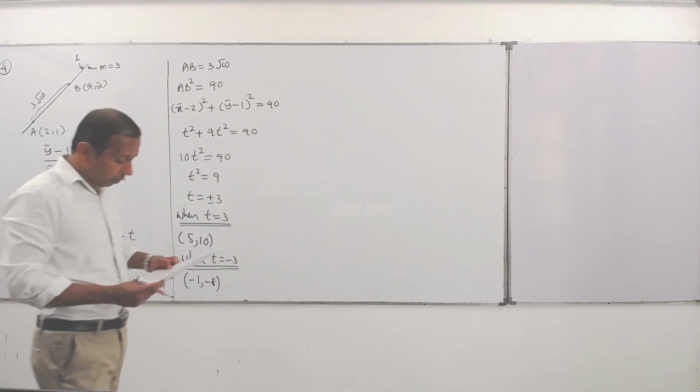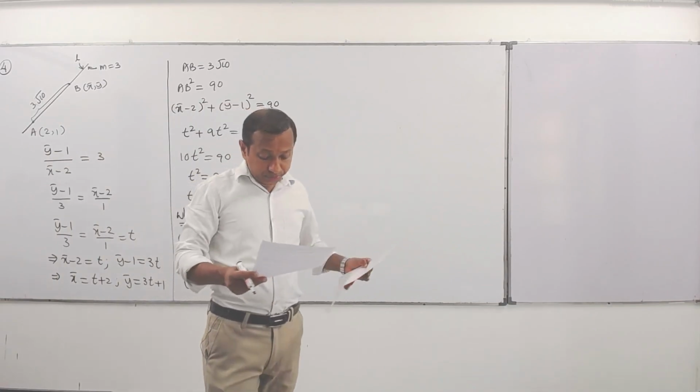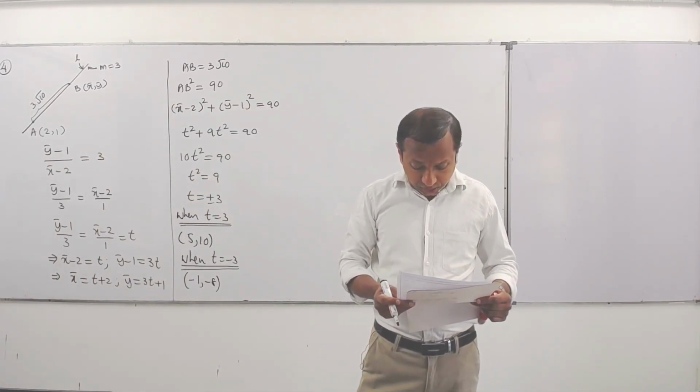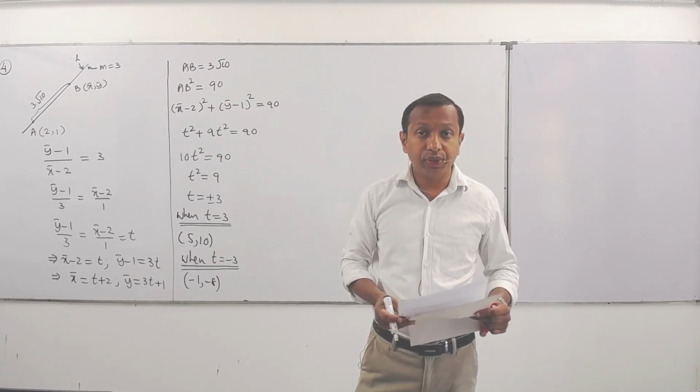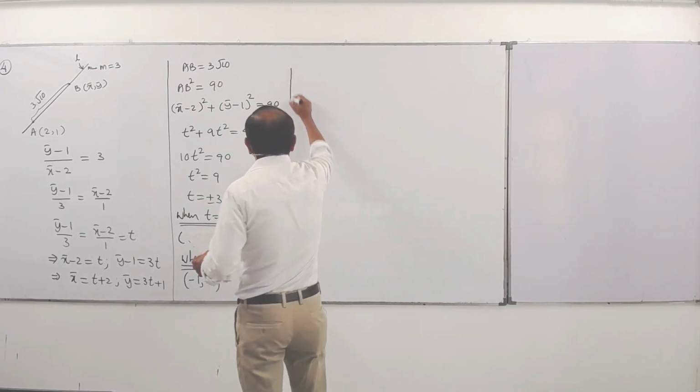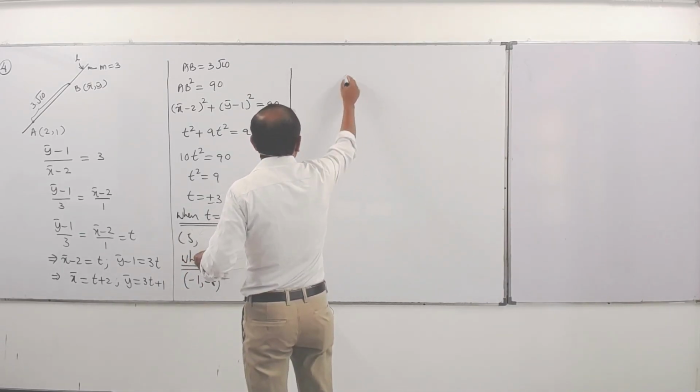Right. Now it asks to find the area of the triangle O B1 B2, where O is the origin. Then it's a very, very simple thing. I simply draw the diagram like this.